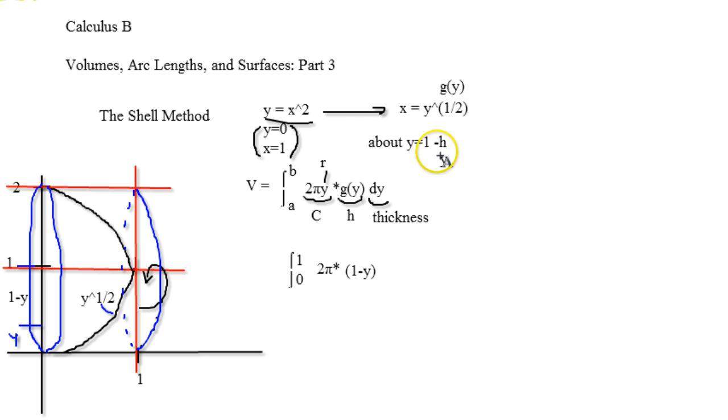That's a good way to think about how to use the line about which you're rotating to actually come up with the radius a little bit faster. Now that we have the 2 pi and the radius, we now have our circumference all set. Now to get the rest of the volume, we need the actual height of the object. Now the height of the object, we're going to go this way.